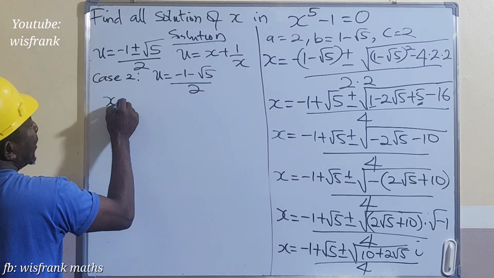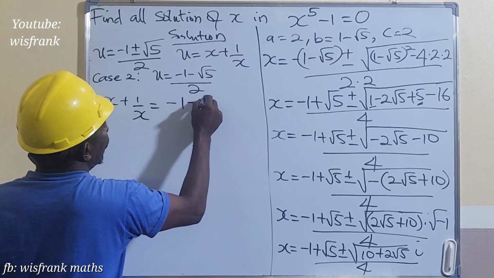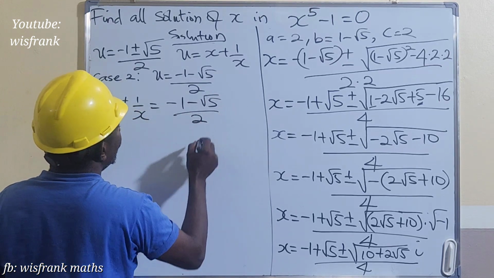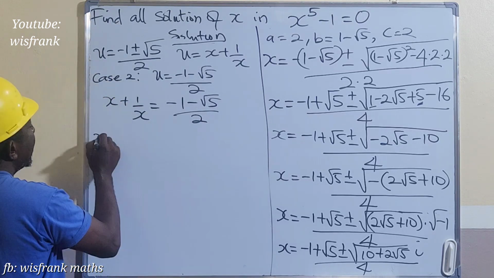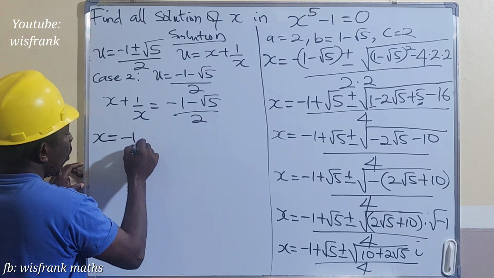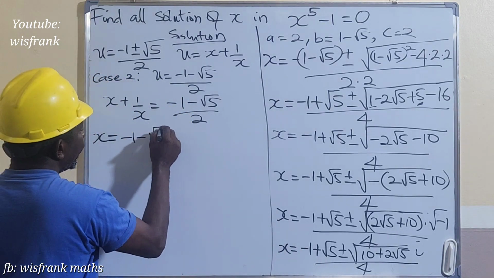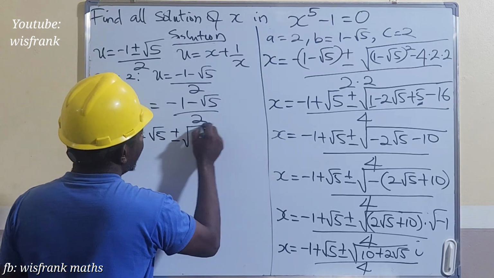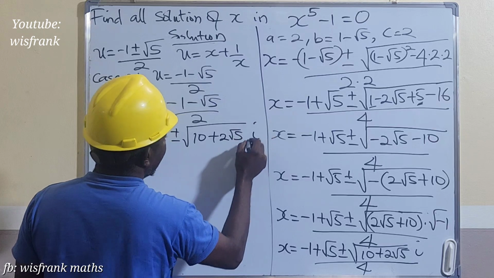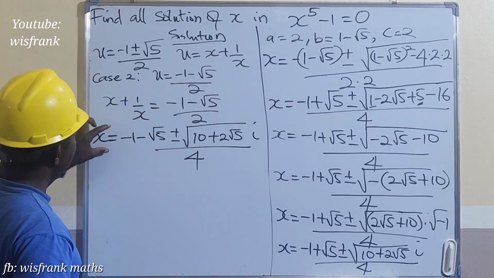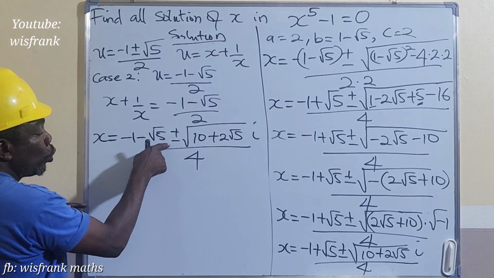So we have x plus 1 all over x equals minus 1 minus root 5 all over 2. So in this case, the same thing that we did there, if we solve for x, it will be equal to minus 1, in the place of plus we have minus root 5 plus or minus the square root of 10 plus 2 root 5 i all over 4. So here, this is the second part, which is case 2.